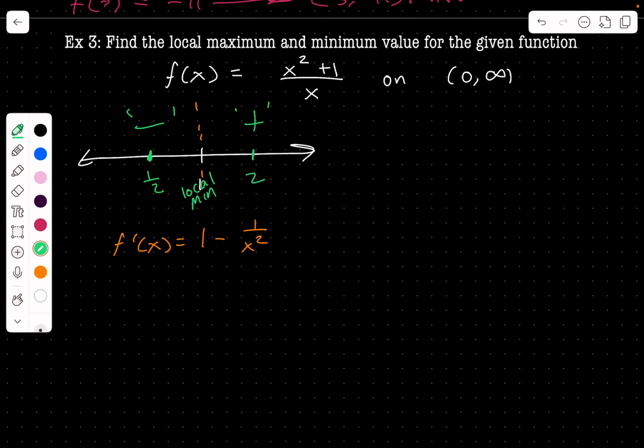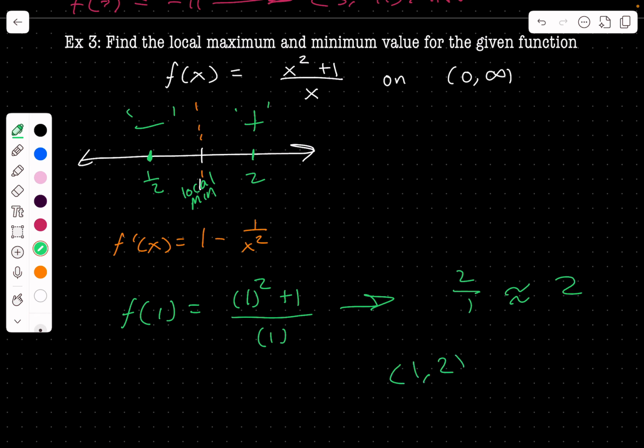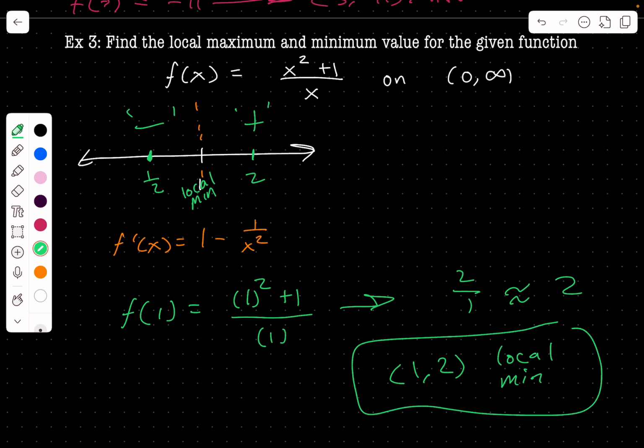Okay, we have f of 1 equals 1 squared plus 1 over 1. This is just going to give us 2 over 1, which is just 2. Our ordered pair is (1, 2), and this is a local minimum. That is our answer for example 3. It wasn't so bad. Ironically, it was a lot considering we just had to plug in 2 numbers.